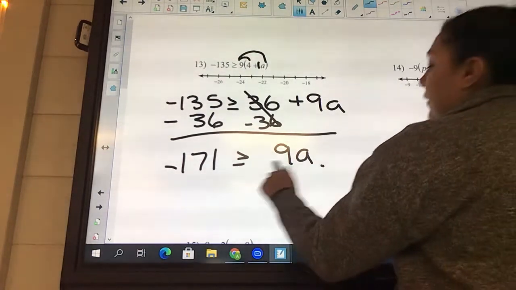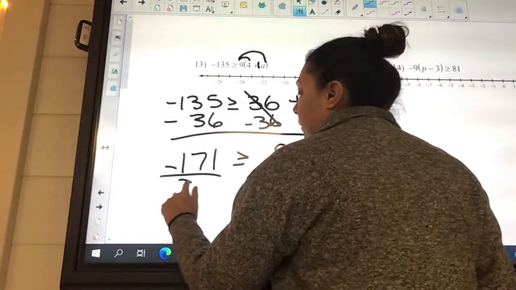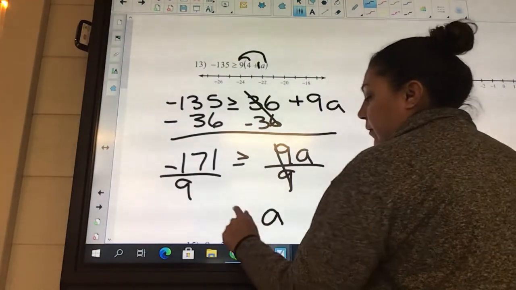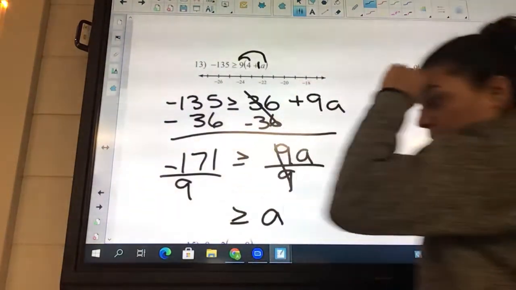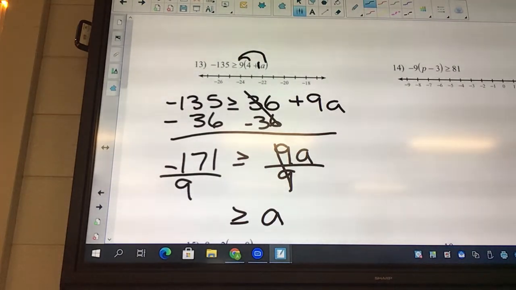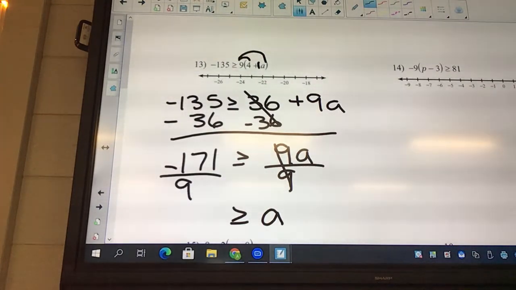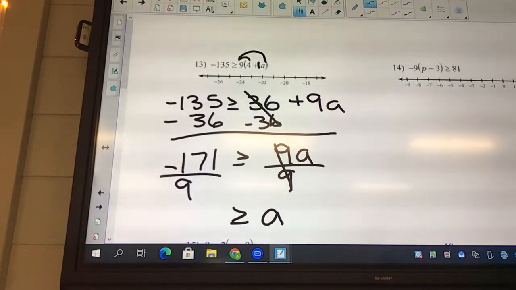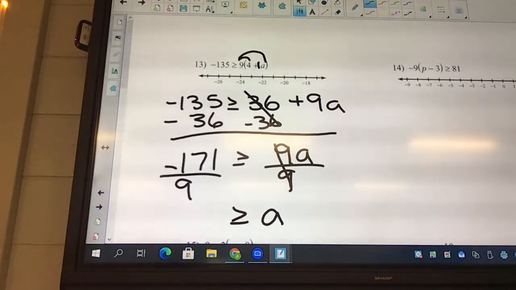Divide by 9. Do we need to flip? Yes. It's a negative. So it'd be negative 171 divided by 9. Well, let's hash this out. Do we need to flip or not? No, ma'am. Yes. It's gonna be a negative.